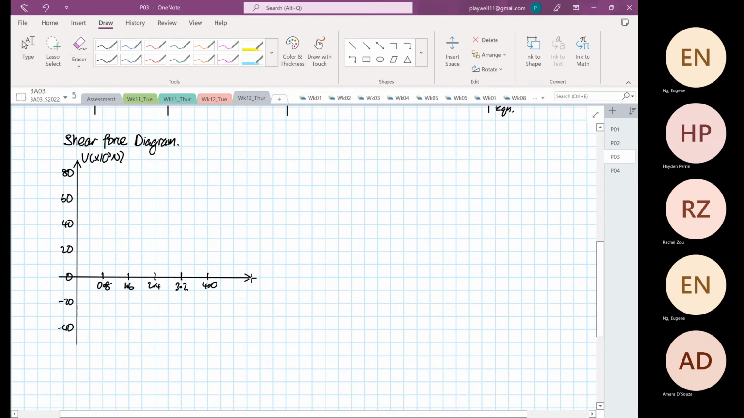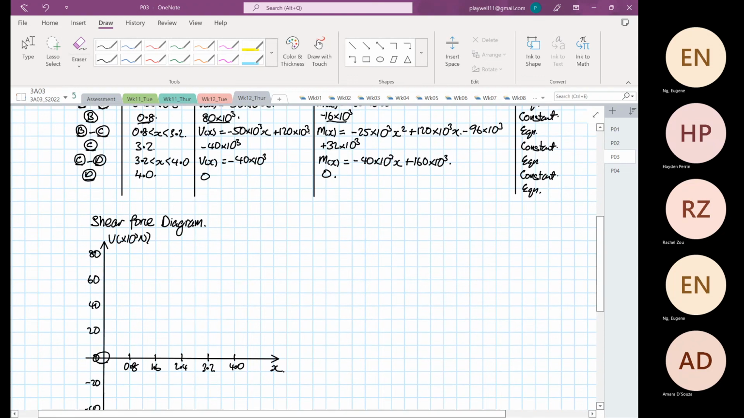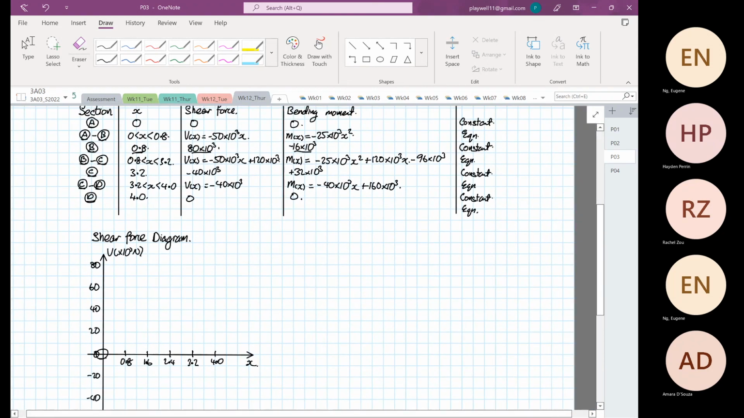So this is our x. As I said, 0 is always on the left-hand side, right? That's why all our geometric datum is on the left-hand side of the beam. It does not move at all. So let's focus on the shear force. At 0, we have 0.